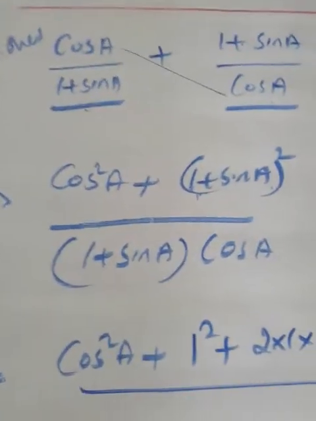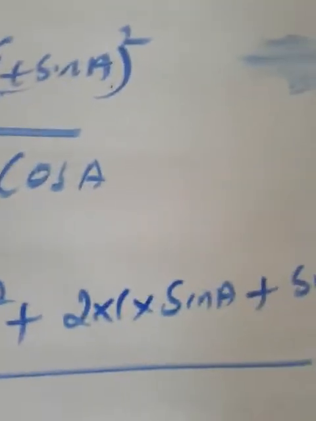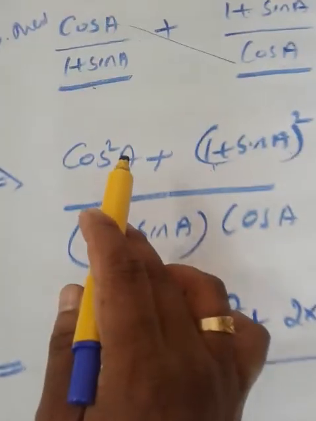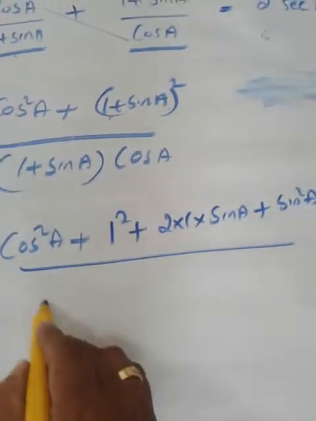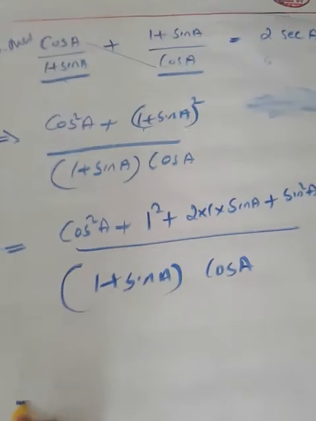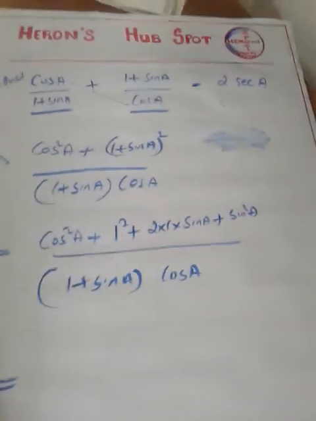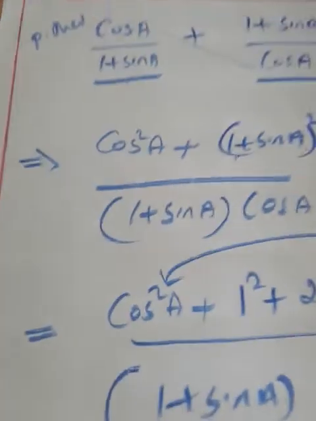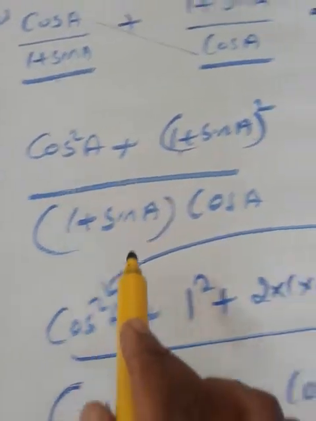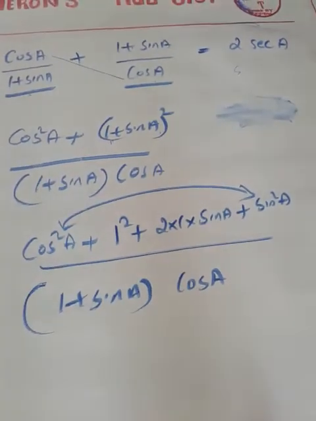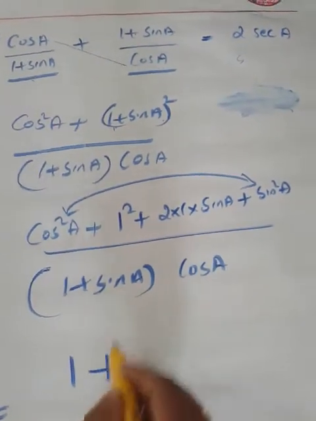See, here we applied a plus b whole square. So that is a square plus 2ab plus b square, and this cos square A as it is, and the denominator also as it is, 1 plus sin A into cos A. Just see, now we just see what is cos square A plus sin square A. Cos square A plus sin square A is 1, no? So just write 1. And what will remain?